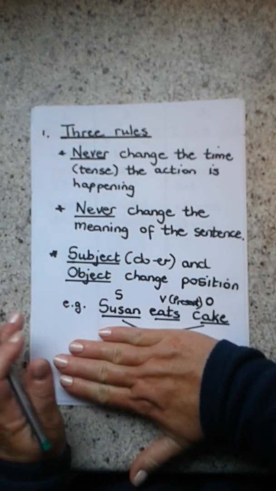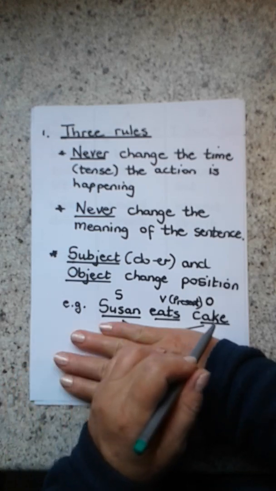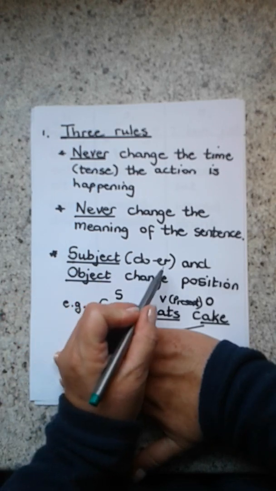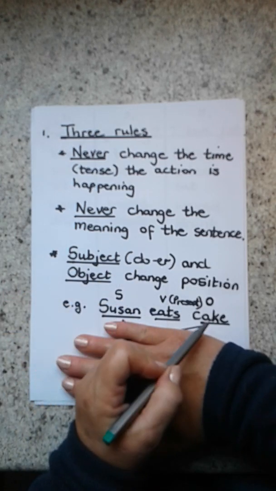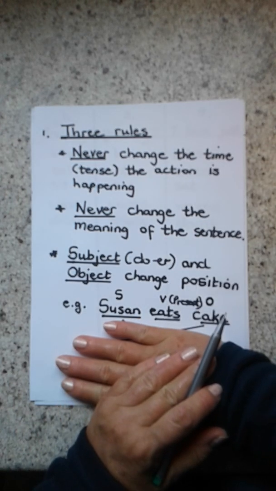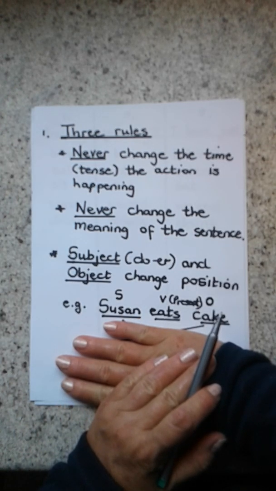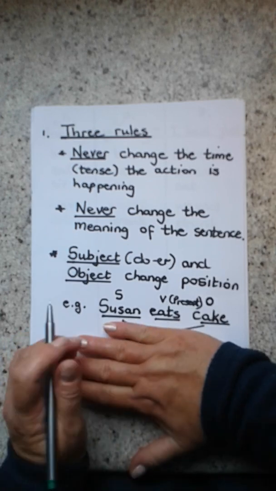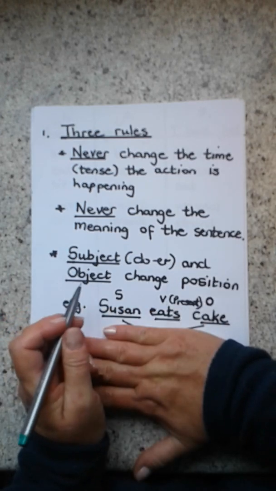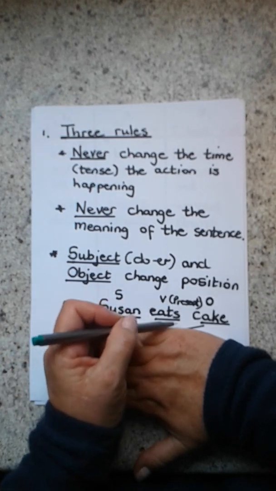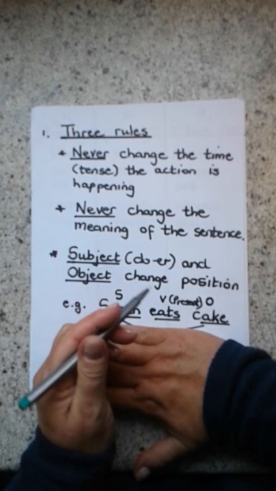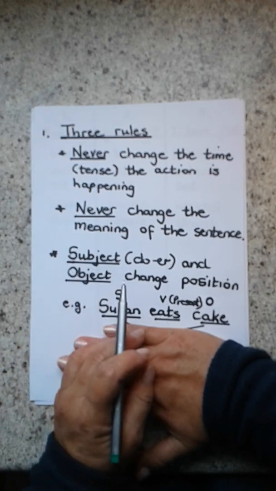Now let's look at this sentence. Susan eats cake. The subject is Susan. She is the doer. Okay. And the object is the poor thing that is suffering, in this case the cake, which is being eaten. So Susan eats the cake. I have now determined my subject and my object. Now what is happening? What is my verb? What is she doing? She eats. Eats is in the present.